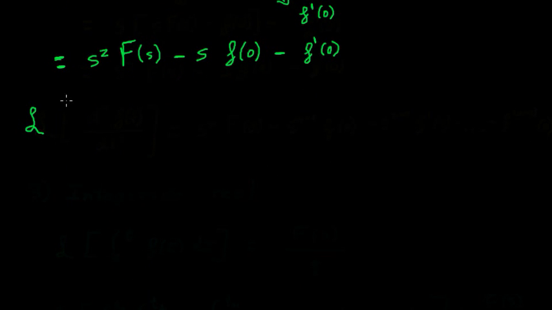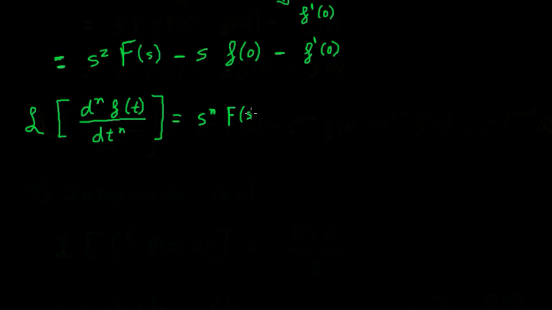The Laplace transform of the nth derivative of f of t with respect to t n times is equal to s to the n power, to the number of differentiations that we are assuming, times the Laplace transform of the function, minus s to the n minus 1 power times the function at 0, minus s to the n minus 2 times the derivative of the function at 0, minus all the way until the n minus 1 derivative evaluated at 0.